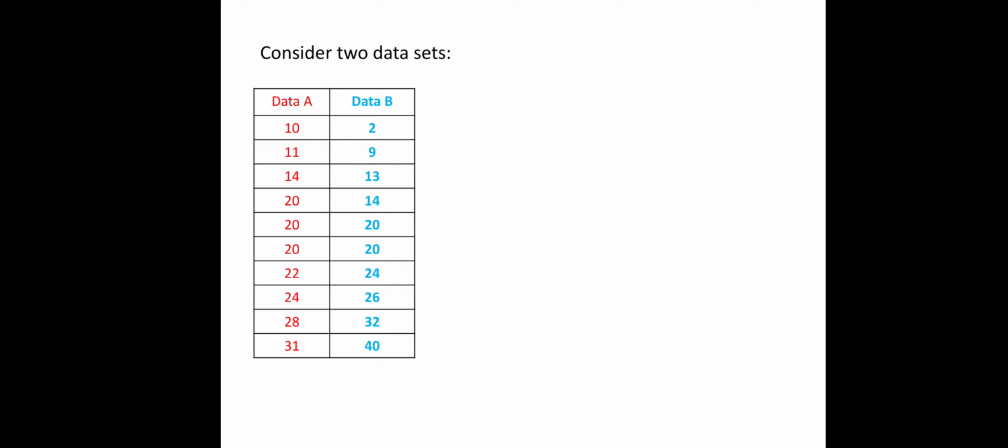Okay. So consider two datasets, data A and data B. If we sum up data A, we have the value of 200. Similarly, if we sum up data B, we'll have again 200. Okay, so both the sums are 200 each, but the values, the variables are different for data A as well as data B.